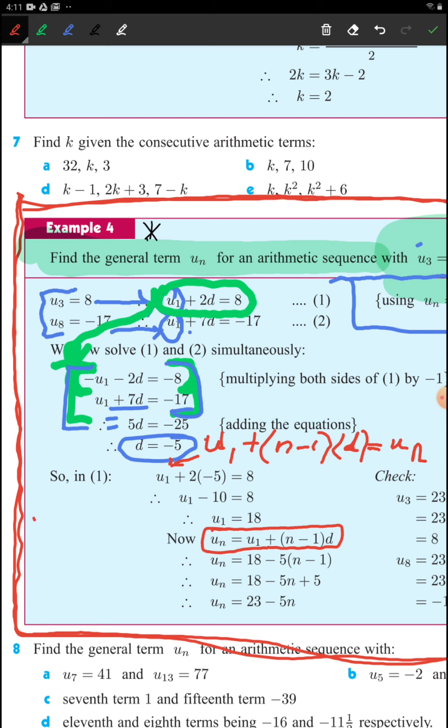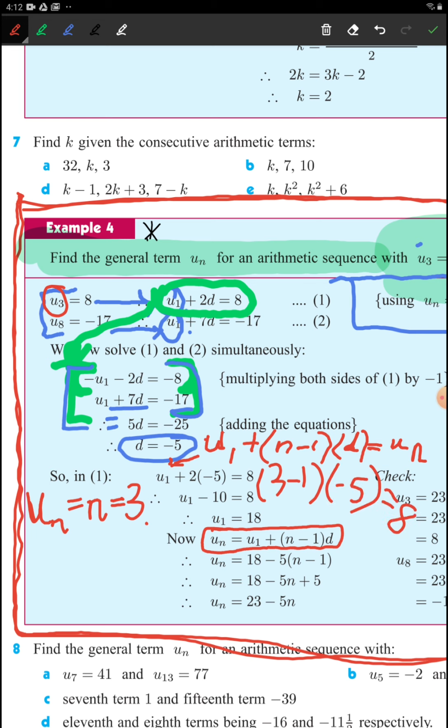And in this case, right now we're talking about U sub n, but n is actually 3. So it's U sub 1 plus 3 minus 1 times negative 5 equals 8. So that's how they got that. That's the 3 minus 1, and then that negative 5, and then that. So U sub n is your 8. I'm sorry, I said it backwards. Your 8 is your U sub n.